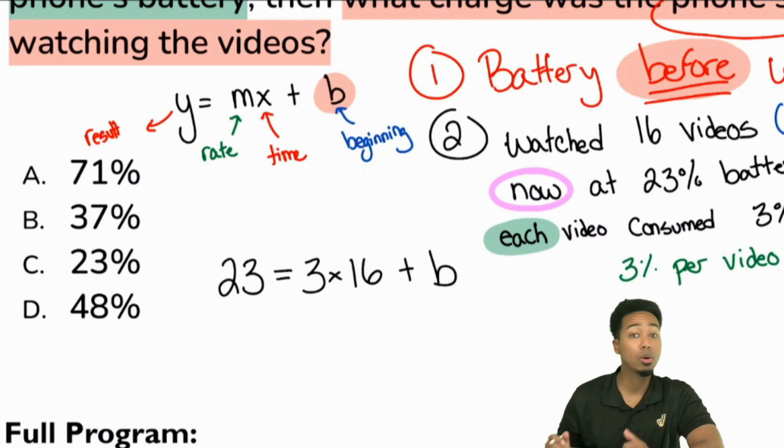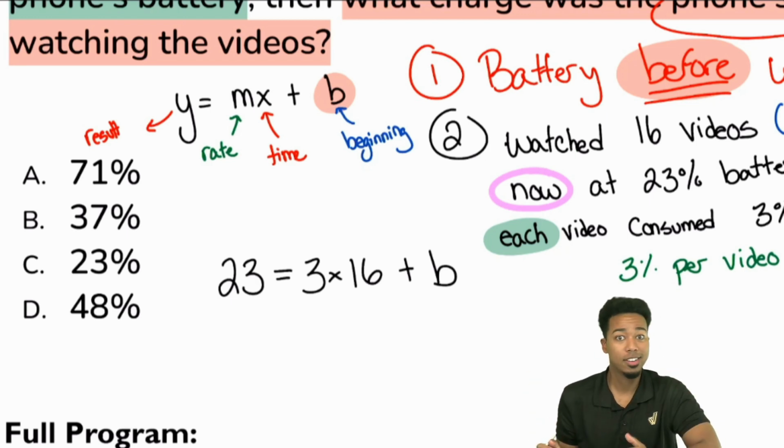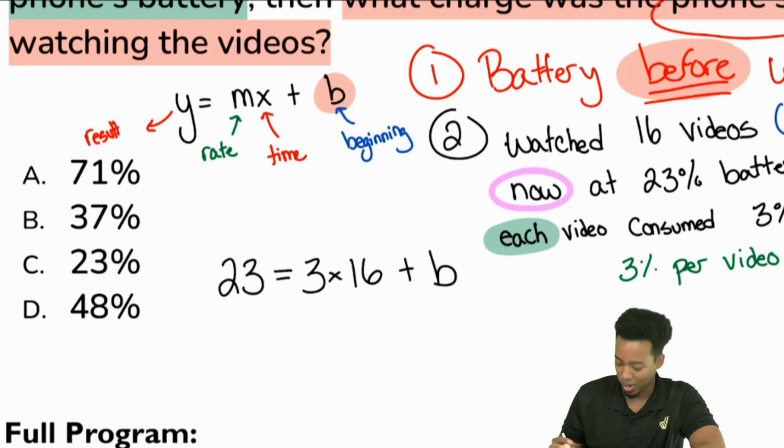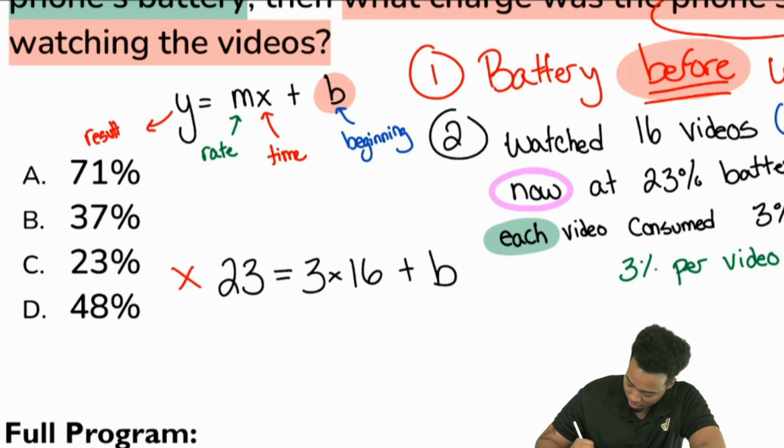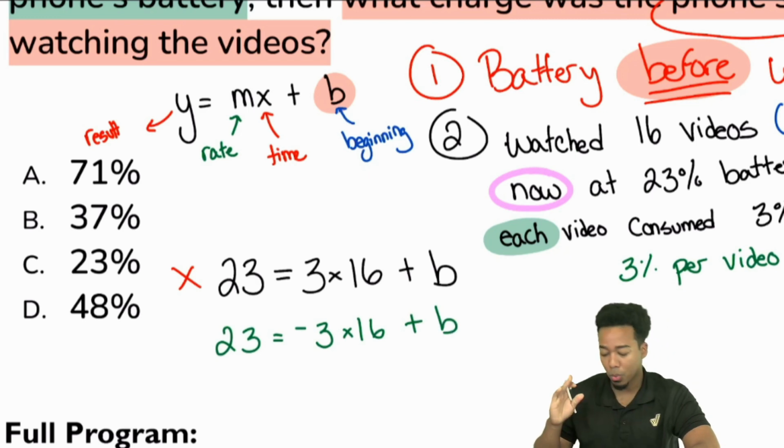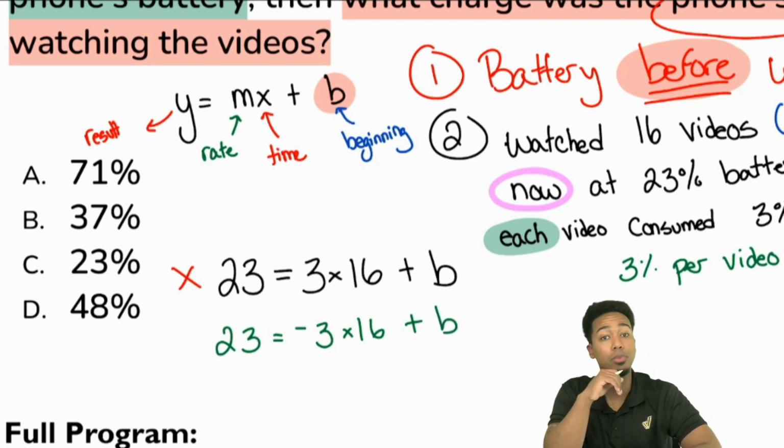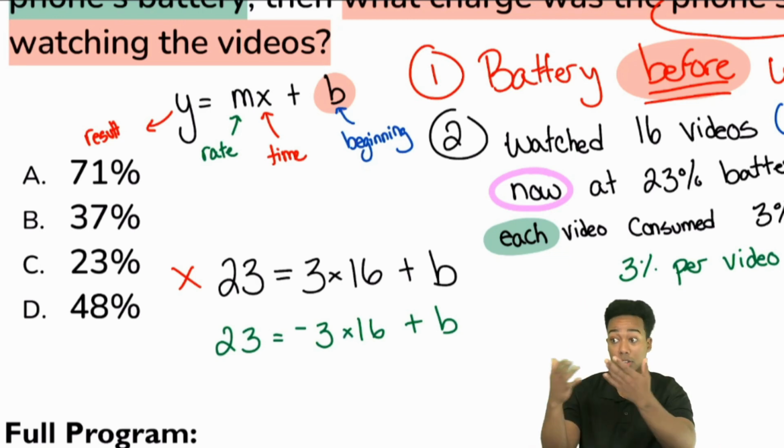And the great follow-up question is, why? Why is it -3 and not +3? Well, first, let me write down the correct equation. So again, this is incorrect. The correct way to write it is 23 equals -3 times 16 plus B. And the reason that this is the case is actually a very simple one. It's called context. Context is pretty much the story.